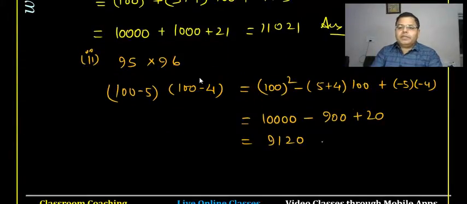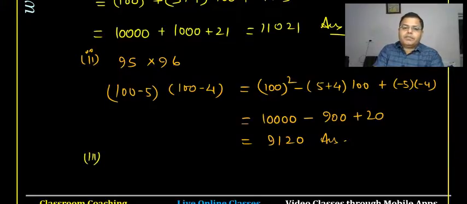9,120. So this will be the answer of this question. Now the next one is 104, third one. That is third part of the same question. That is 104 into 96.